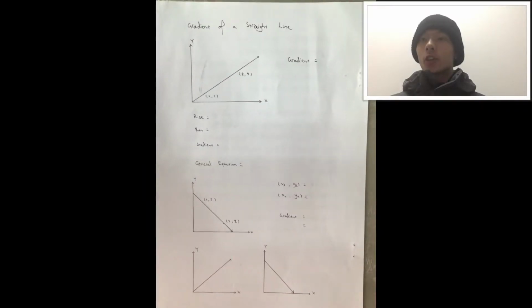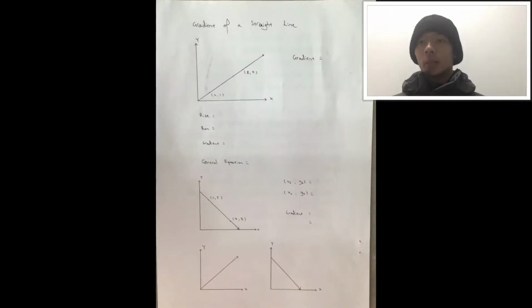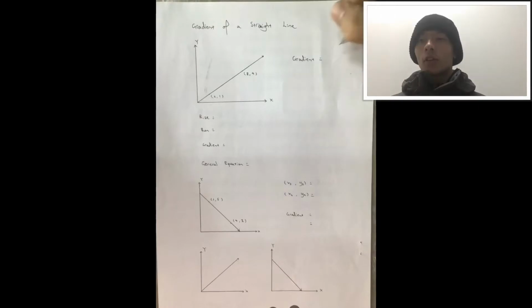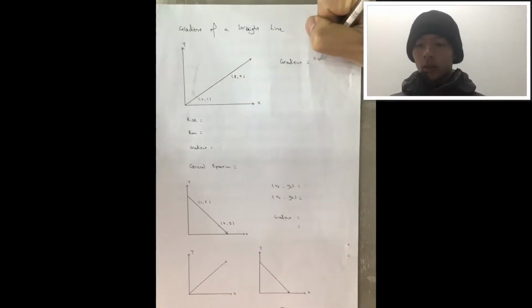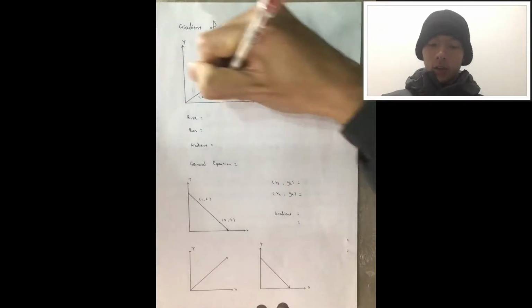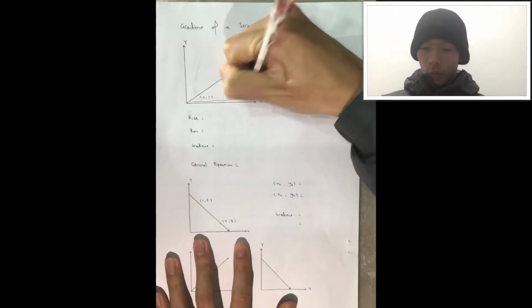Alright guys, today we're going to learn how to work out the gradient of a line from two given points. Firstly, let us define gradient. Gradient is defined as rise over run. That is, for every 1 unit increase in the x values, what is the change in the y values?